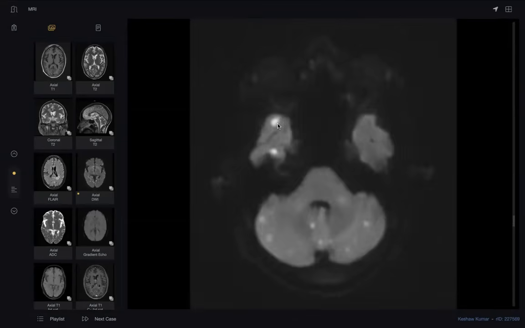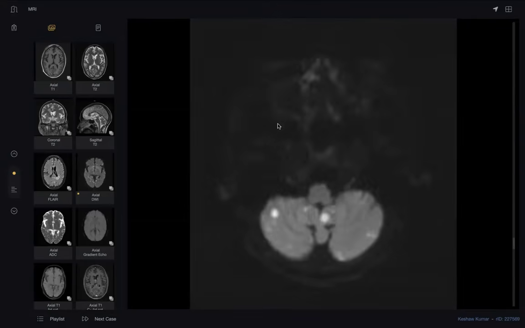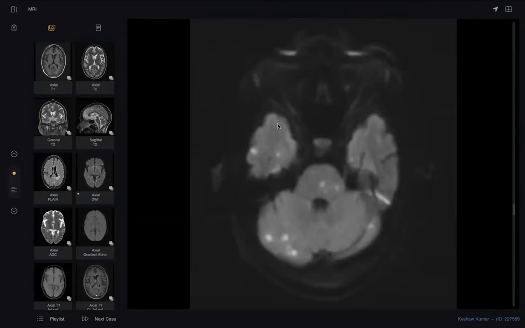Tell me, what is your next step? What is your next investigation? Next step for this patient. You have a doubt of TB. What next step? Chest X-ray. I want to look for chest X-ray. And acid fast bacilli.